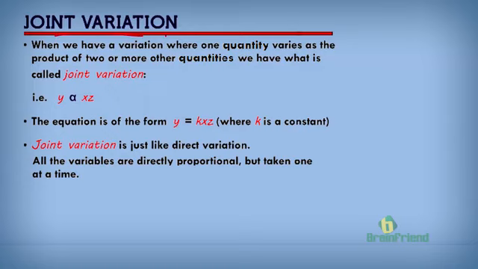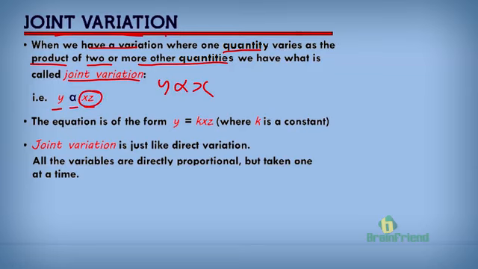Now, what exactly is the joint variation? When we have a variation where one quantity varies as the product, that's the key word, the product of 2 or more other quantities, we have what is known as the joint variation. So, quick recap. Remember we said in the direct variation, y is directly proportional to x. In the joint variation, that relationship would be y is proportional to xz.